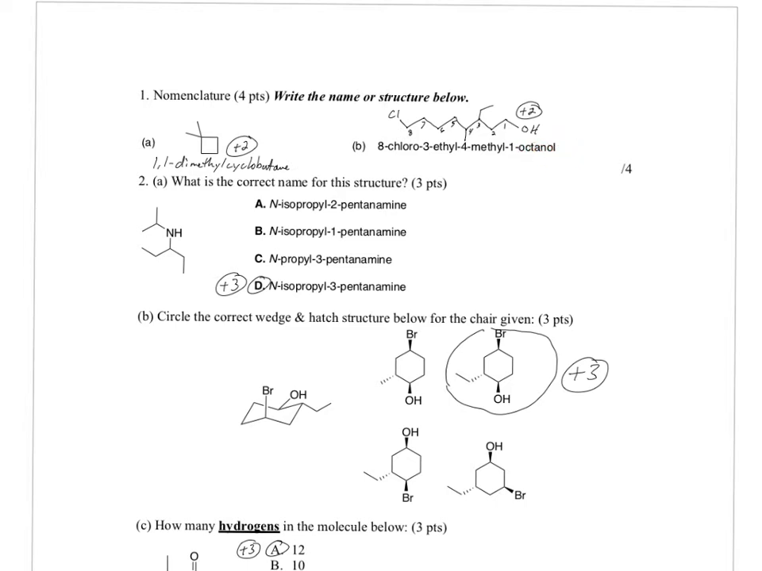Naming, find the parent chain. Parent chain here is octanol, 1-octanol, so it's on the 1 carbon. So you draw the whole octanol chain, and then from here you just fill in what it is. So 3-ethyl, ethyl, 2 carbons, 4-methyl, 1 carbon, 8-chloro. Usually if you're given the name, it's a little easier than given the structure.